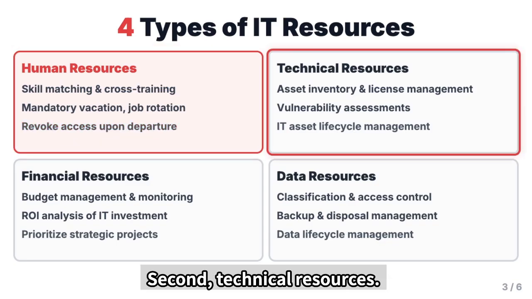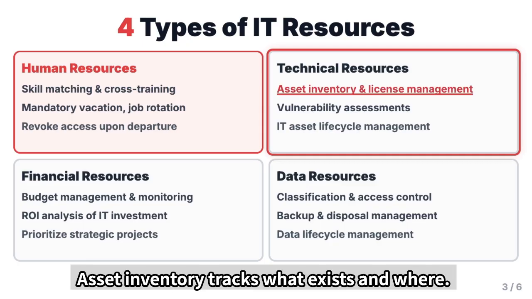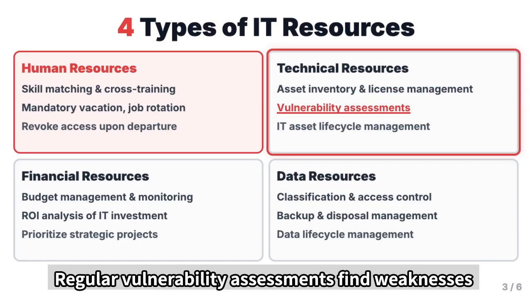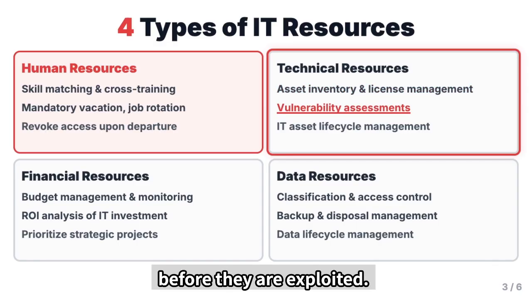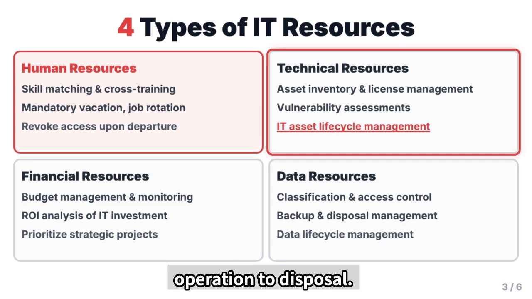Second, technical resources. Hardware, software, networks, and cloud. Asset inventory tracks what exists and where. License management catches unused software contracts. Regular vulnerability assessments find weaknesses before they are exploited. Lifecycle management covers procurement through operation to disposal.